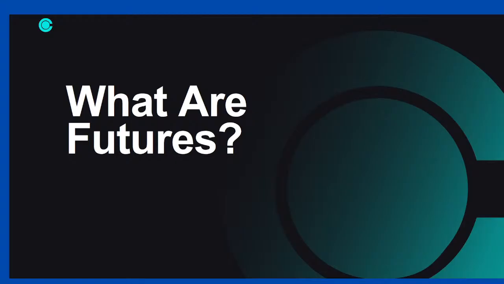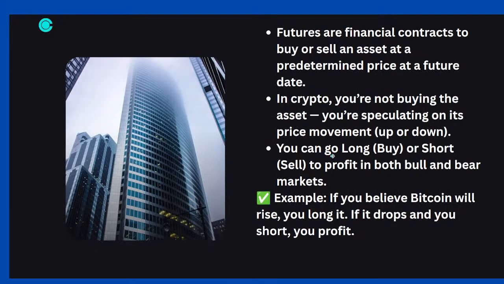So basically, you need to understand what futures trading is. Futures are financial contracts that allow you to buy or sell an asset at a predetermined price at a future date. You have two types of futures: perpetual futures and delivery futures. In this case, we are going to look into delivery futures and perpetual futures, because these are the trades that you normally undertake on a daily basis.